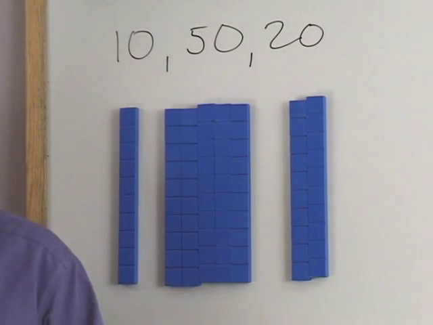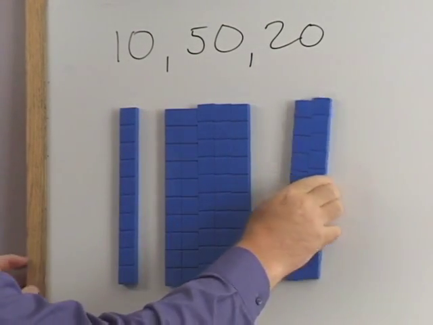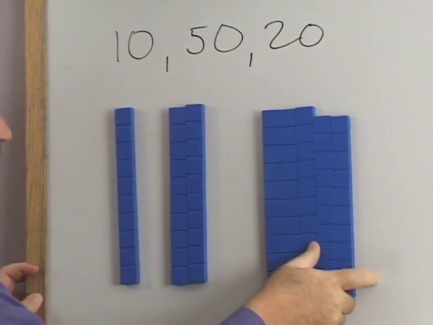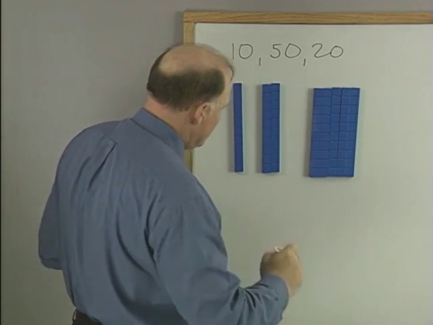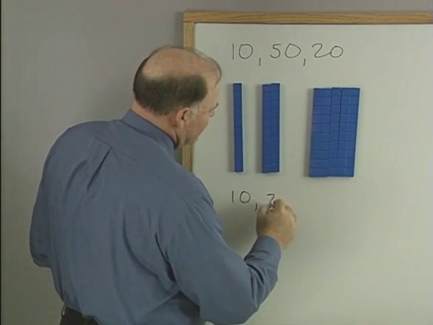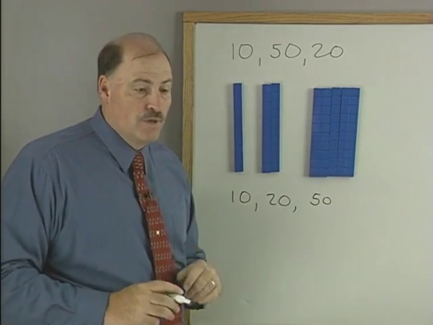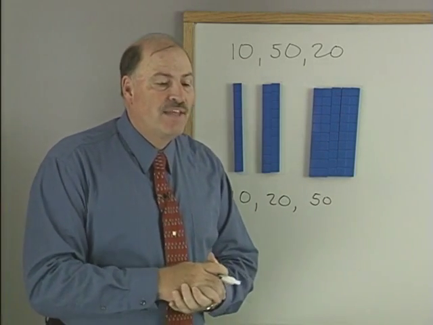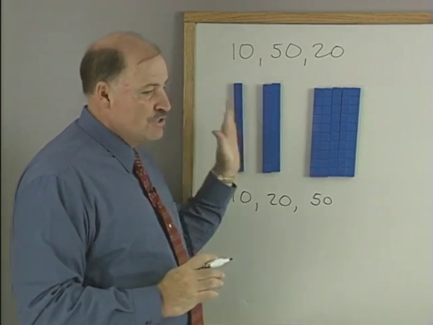So what do we have to change? This big guy here's got to move over here. All right. So we'll move these over here, put these right here. All right. So what's the order now? 10, 20, 50. Good, you put them in the proper sequence that I suggested. But sometimes I might say, put these numbers in order from largest to smallest.